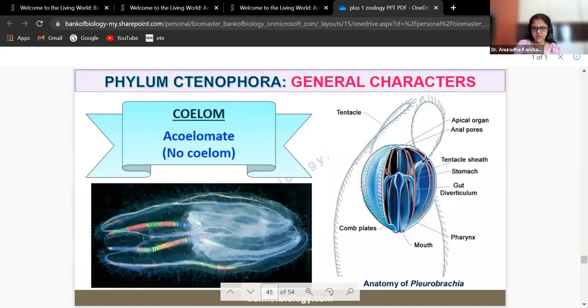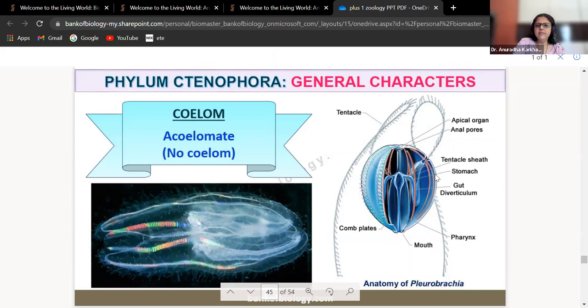Acoelomates, no coelom present. You can see over here, these are the tentacles. The tentacles have fine hair-like projections. We call them hairy tentacles, fine hair-like tentacles. Okay. This is the apical organ. And just along with that, you have got the anal pore.